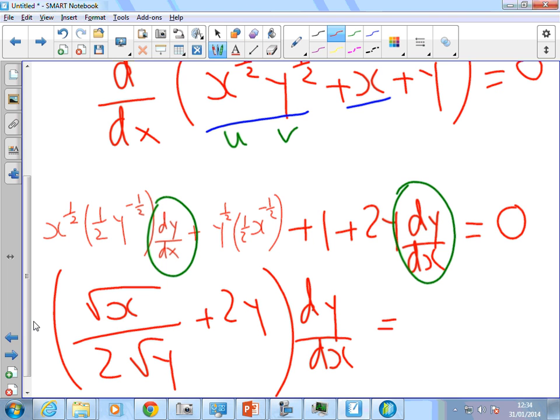is equal to, now if I take all the other terms to the other side of the equation, it's minus, again, if I apply my laws of indices, then y to the half is simply the square root of y, and x to the minus a half is 1 over the square root of x. So that's that term dealt with, and then minus 1.